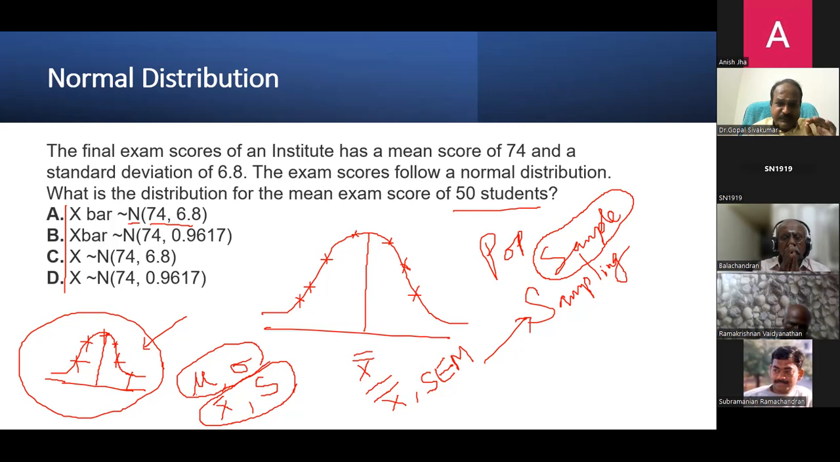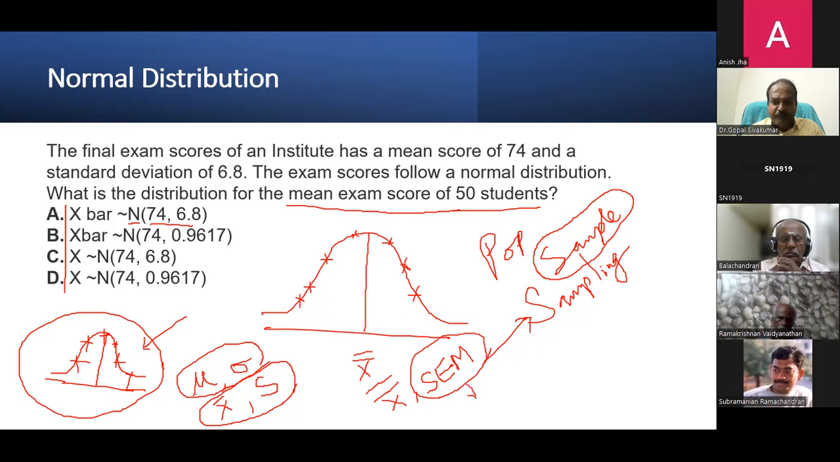Now, the distribution currently we are interested in is which one? A or B or C or D? A represents a variable called x bar. Yes, we are also talking about x bar. Because what is the distribution we are interested in? Sampling distribution. Because they are talking about mean exam score of 50 students. And so the standard deviation of the group will be standard error of mean. Am I right? Yes, sir.